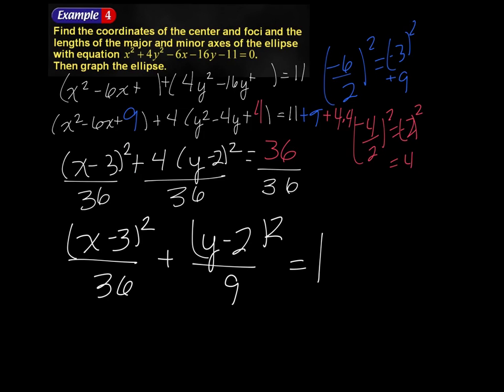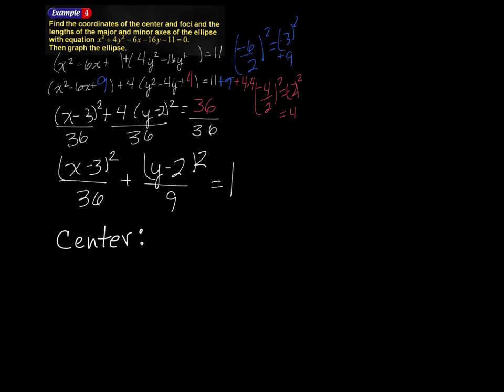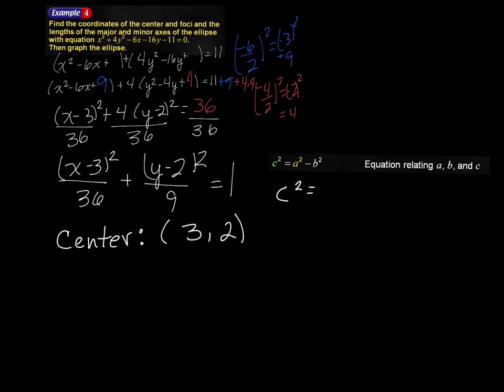So when we simplify, we have (x minus 3) squared over 36 plus (y minus 2) squared over 9 equals 1. Just like with a circle, the ellipse, our center is going to be at (3, 2). Before we can do the foci, we need to find c. So we have our equation again, c squared equals a squared minus b squared. So c squared equals 27. So there's our lovely 3√3 again.